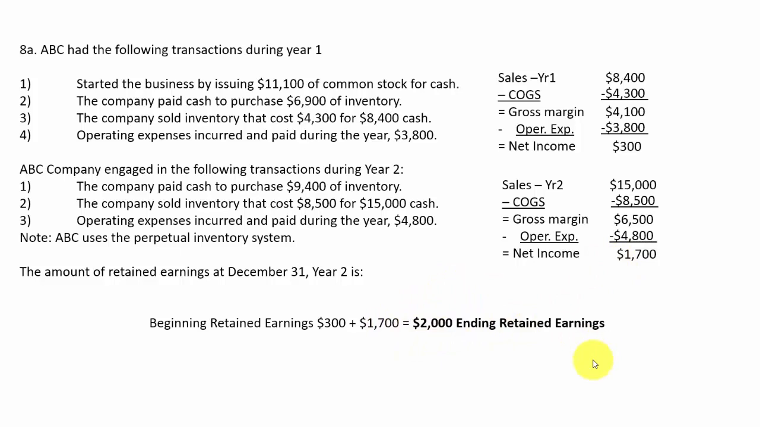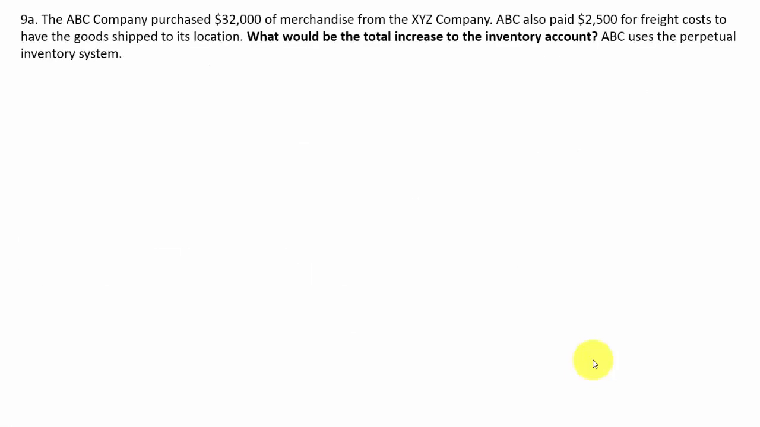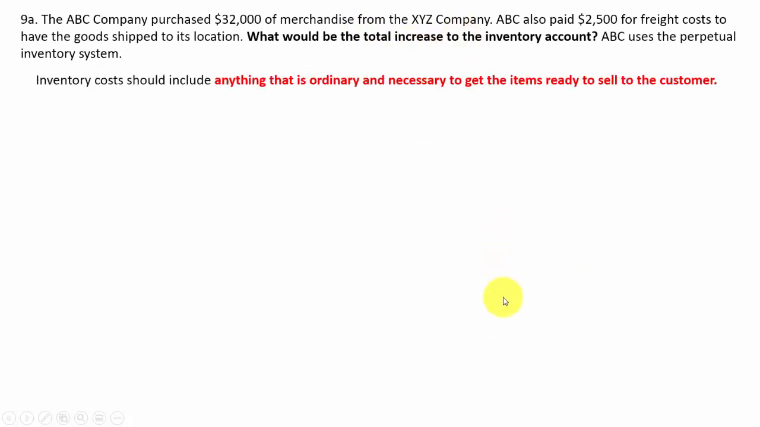Let's look at the next one. Number 9 here. They want to know what would be the total increase to the inventory account. All right, so here's what's really key about this problem: they want to know some things about inventory. Inventory cost should include anything that is ordinary and necessary to get the item ready to sell to the customer. Anything that's ordinary and necessary to get the item ready to sell for the customer. So keep that in mind.